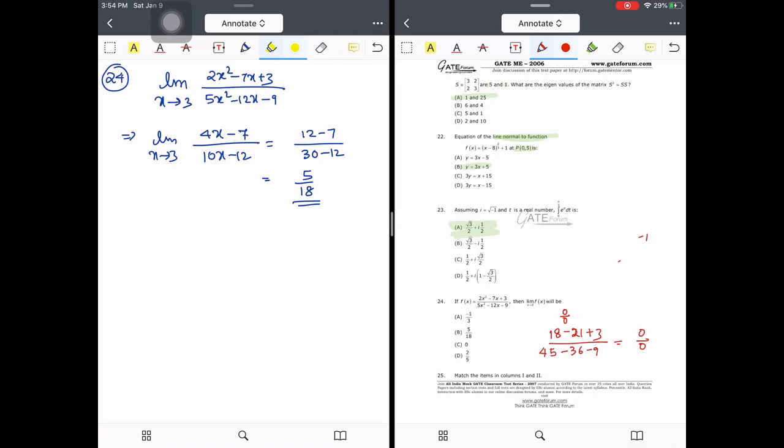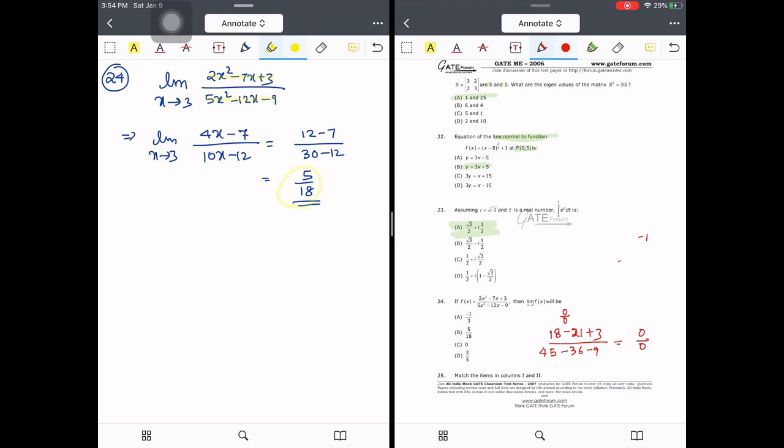The denominator is 0, numerator is also 0. Yes, we are getting 0 by 0 form. Then we will apply L'Hospital rule, otherwise we will not. Applying L'Hospital rule means differentiating the numerator with respect to a variable, differentiating the denominator with respect to a variable, and then applying the limits.